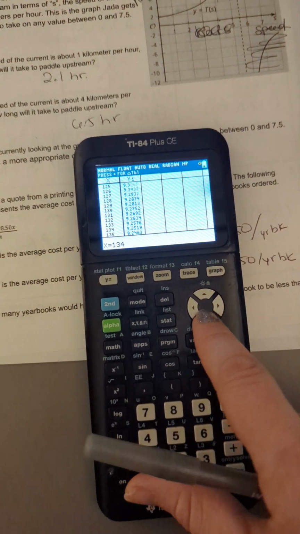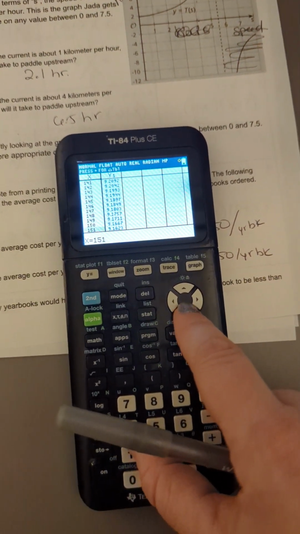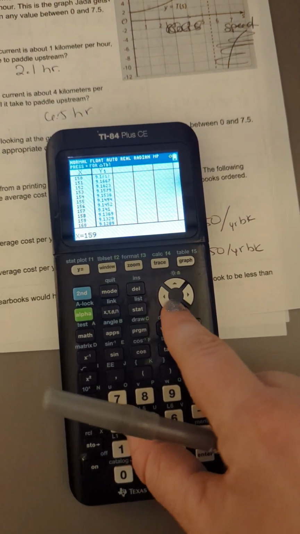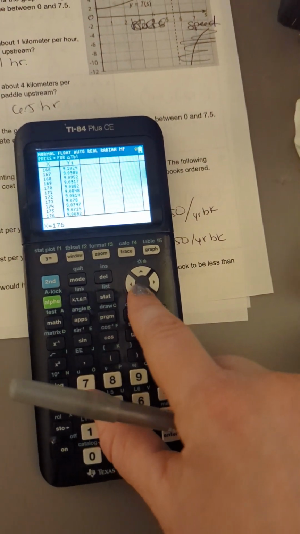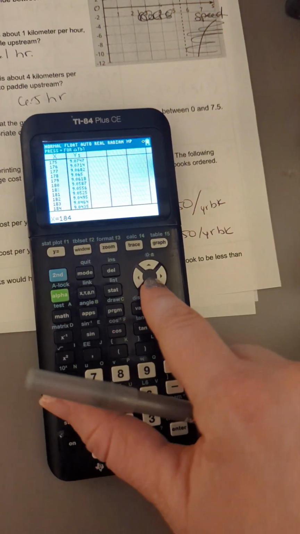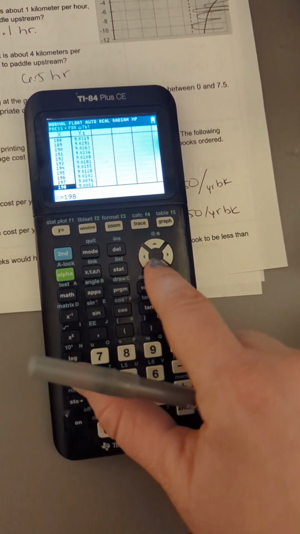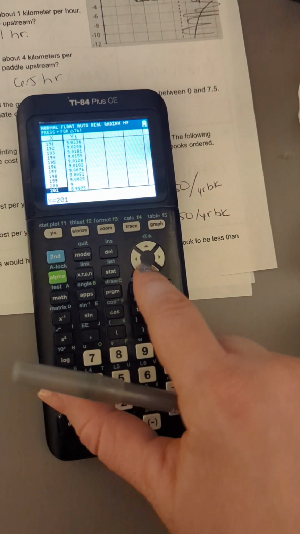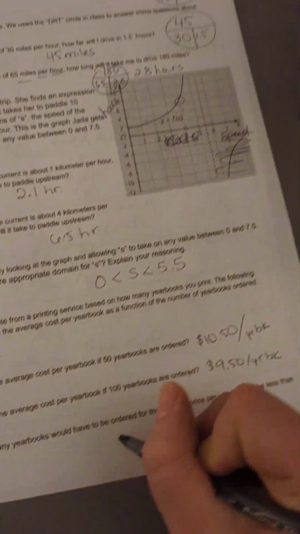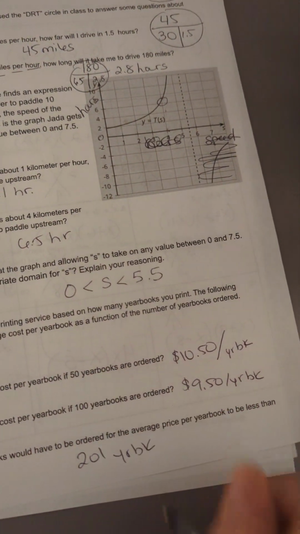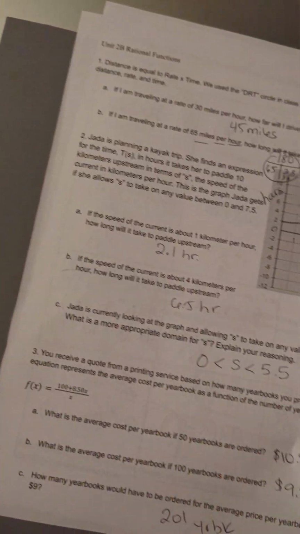Let's see, I'm getting close. Sorry, I did not do this ahead of time. So $9.16, $9.10, almost there. $9.05. I could have guessed and checked some bigger values. Let's see. There we go. I'm less than $9 at 201 yearbooks. So 201 yearbooks make the cost less than the $9 per yearbook.